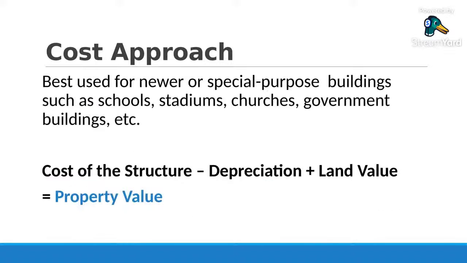And then we'll talk about the use. So cost approach is best used for special purpose buildings, schools, stadiums, museums, government buildings, essentially things that aren't often sold. Okay. So those are the ones that will use this cost approach. For example, like on the screen there, even churches or other places of worship will also be using this cost approach. Right? And then I put down there cost of the structure minus depreciation plus the value of the land will give you the property's value.